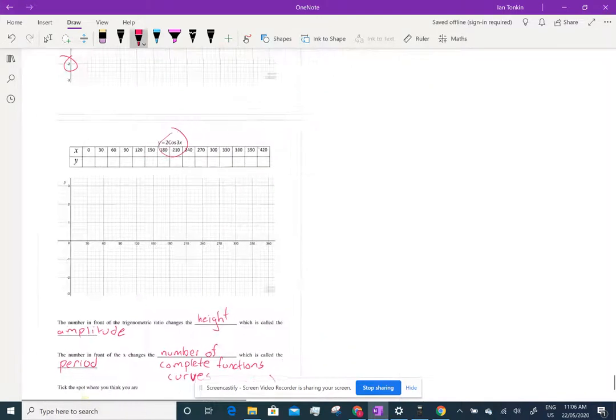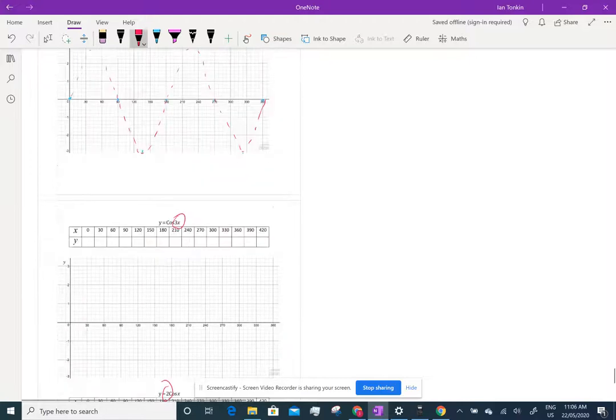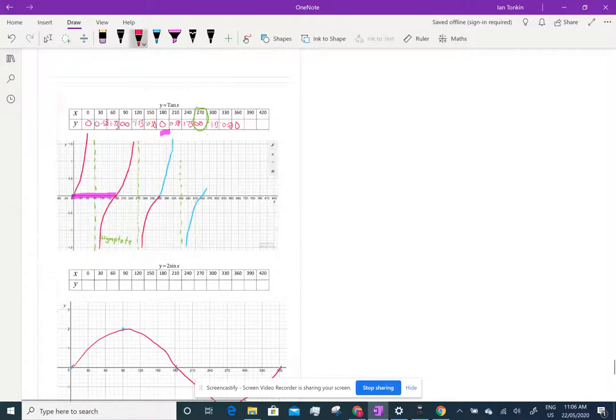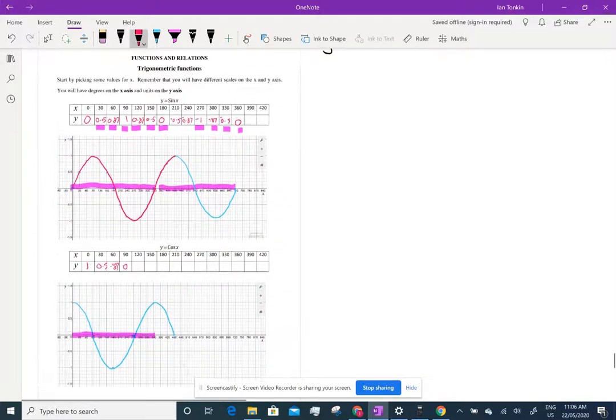All right, so use your Desmos book to help you with those last three, and use Desmos to have a look at them as well. All right, good luck.